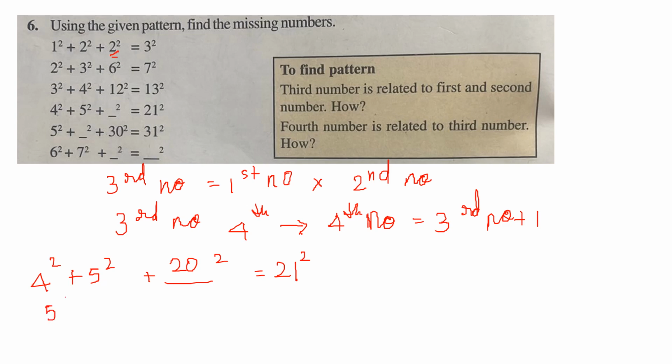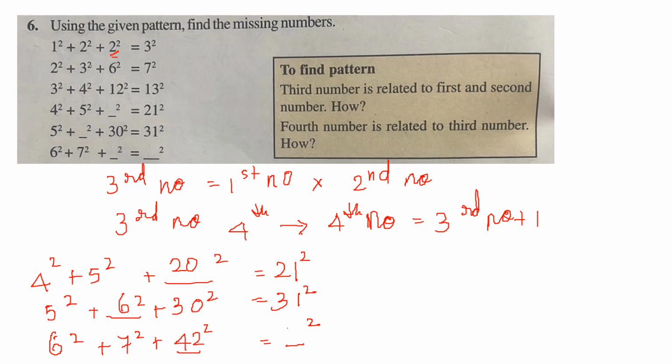So the next one is 5 square plus dash square plus 30 square equal to 31 square. So 5 into which number will give us 30? 6, right? So the answer is 6 square. Okay. And the next one is 6 square plus 7 square plus dash square equal to dash square. That is the relationship between the third and the first and second number. The third number is nothing but 1 into 2, right? So 6 into 7. 6 sevens are 42. So 42 square is equal to 43 square. This is the answer for the sixth problem.